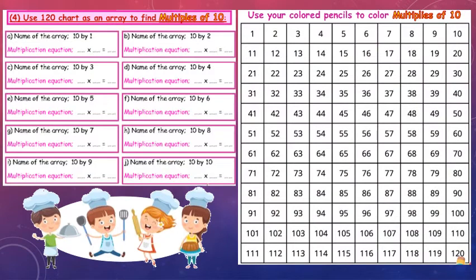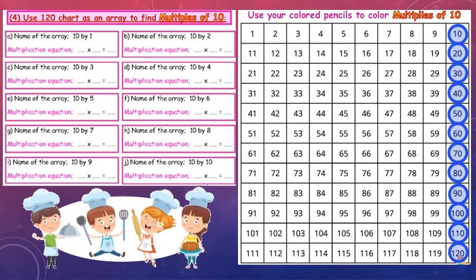Now let's use our 120 chart as an array to find our multiples of 10. Here we have our array, and we have the 120 chart to find our multiples of 10. We want to jump 10 steps forward. Then we reach 10, 20, 30, 40, 50, and so on until we finish the 120 chart.